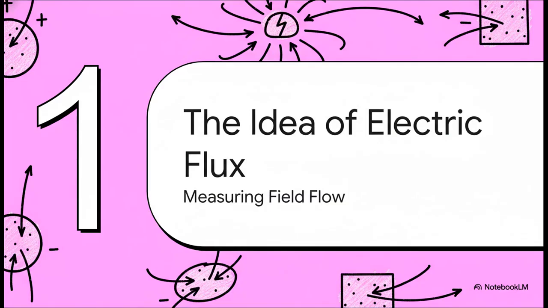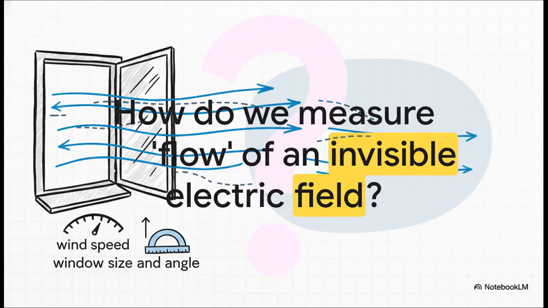First things first, we absolutely have to get our heads around a concept called electric flux. Trust me, it's the key that unlocks everything else, and it all starts with trying to measure something we can't even see. I want you to imagine an invisible electric field is kind of like the wind. How would you measure how much wind is blowing through an open window? See, it's not just about how fast the wind is blowing. You also have to think about how big the window is and what angle it's at, right? Well, we have the exact same challenge with electric fields.